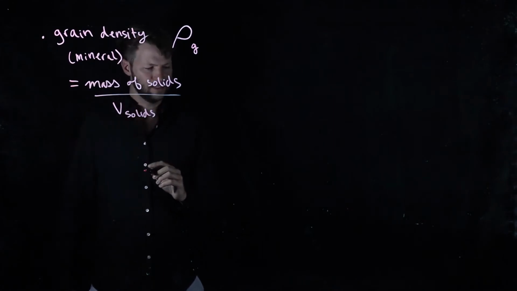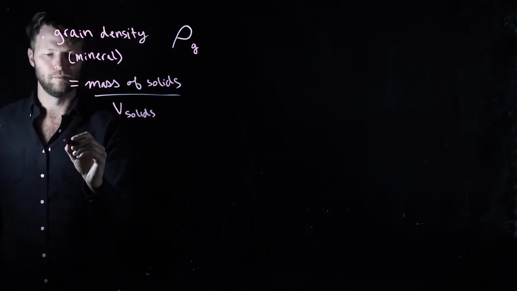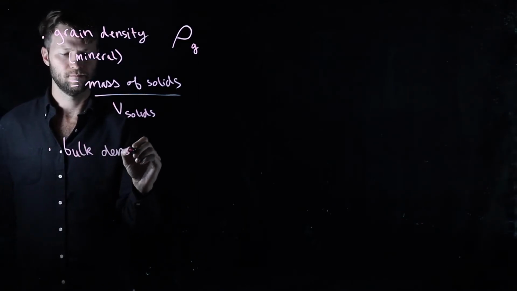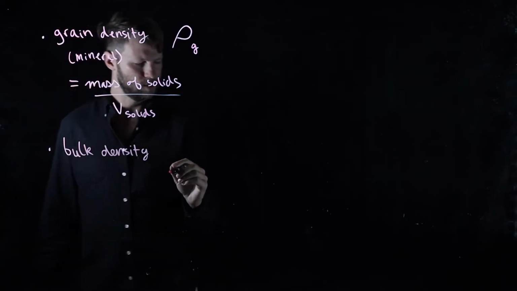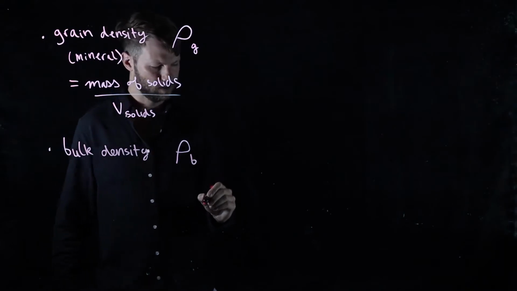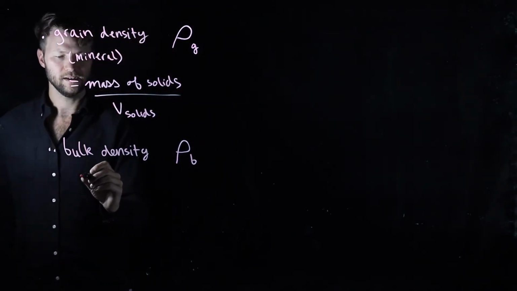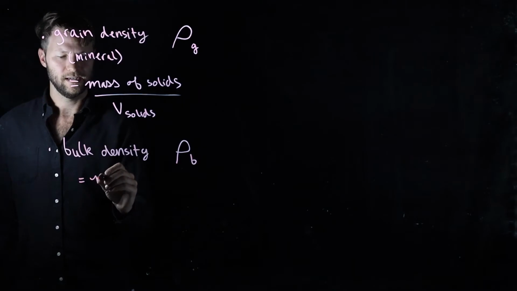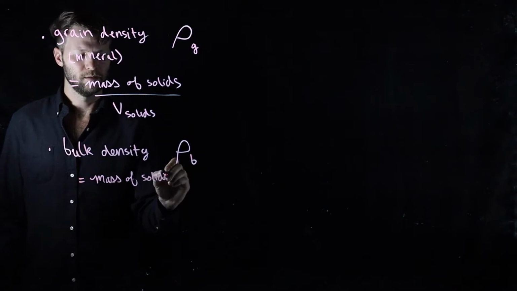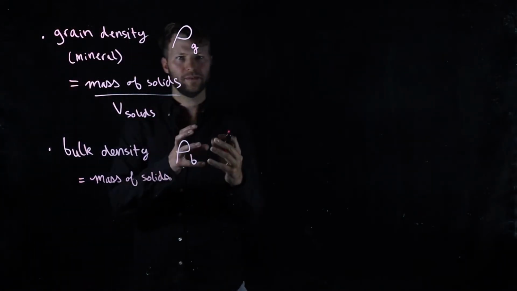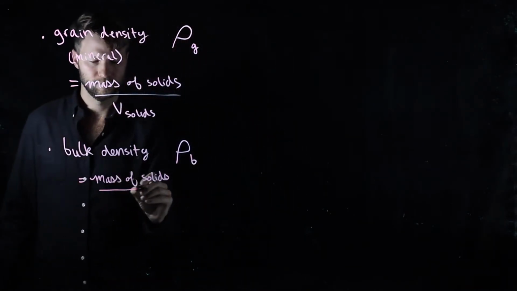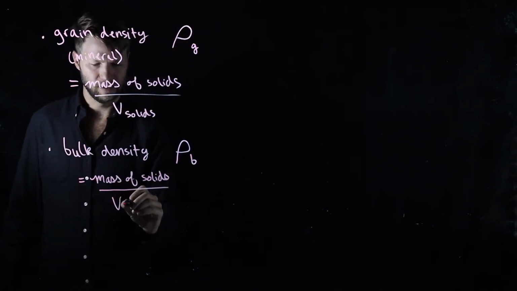In contrast to the grain density, we can also talk about the bulk density, which is usually described as rho sub b for bulk. And here we're going to take the mass of the solids, but instead of dividing it just by the volume of the solids in a sample, we're going to divide it by the entire sample volume. So V total.